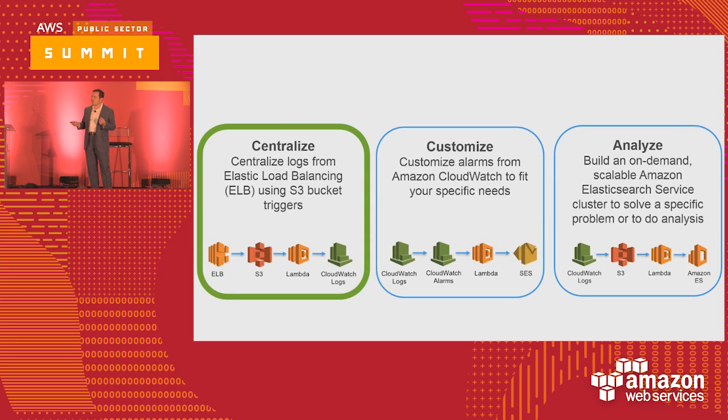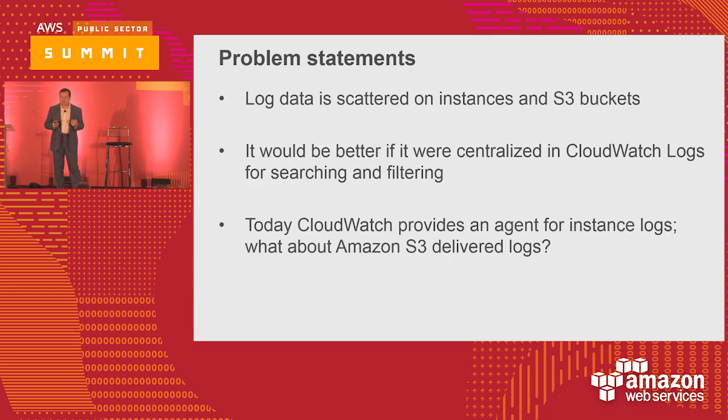Let's talk about how you centralize logs from an ELB using S3 bucket triggers. If you need web access logs, typically those access logs are on each instance. If you have an auto-scaling group, you can have 3 instances, 9 instances, or 100 instances, depending on the traffic. And so it's not really convenient to have your web access logs spread out across all those instances. You can run the CloudWatch Logs agent, but it's an extra agent that you have to run.